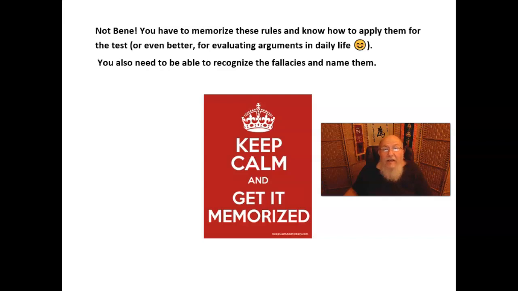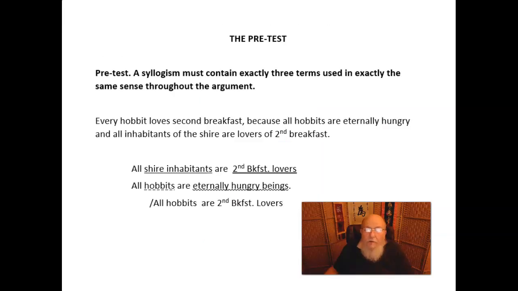Now, nota bene, you have to memorize these rules and know how to apply them for the test, or even better, for evaluating arguments in daily life. You also need to be able to recognize the fallacies and name them. So, the pretest. A syllogism must contain exactly 3 terms used in exactly the same sense throughout the argument. In essence, the pretest is just asking you if you've placed the syllogism into standard form, or if it's a standard form syllogism.